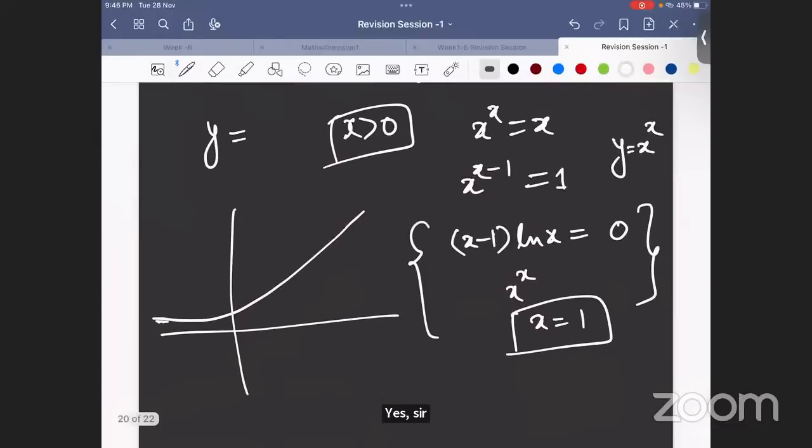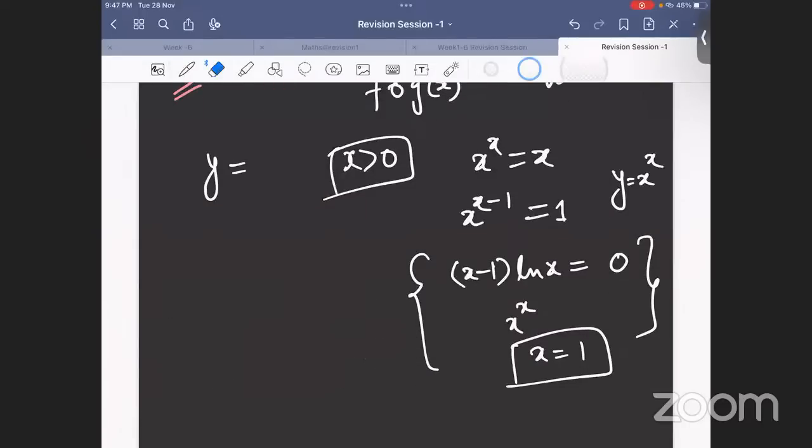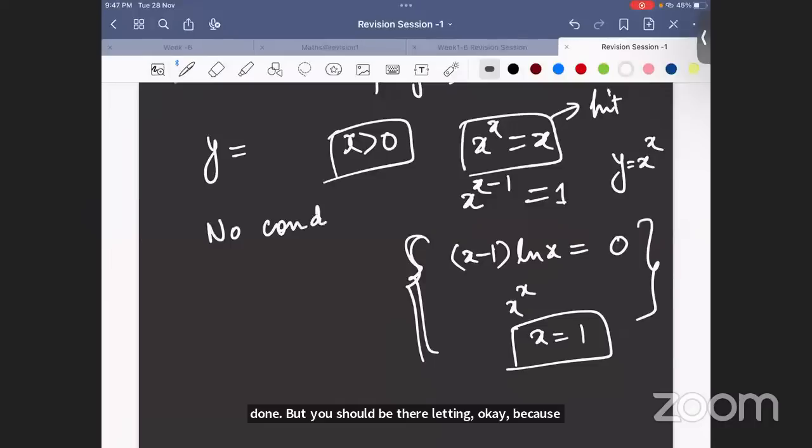But the other solution, sir, can we also solve it like this? Just like x power x is equal to x power of 1 and comparing both sides, then x is equal to 1. Yeah, that is the hit and trial method that you can use. By plotting also you will be able to get the two solutions. The only method that can help you is hit and trial. But there was no condition given on x.